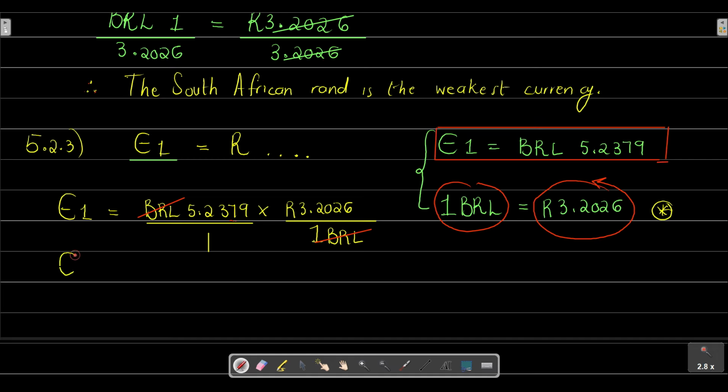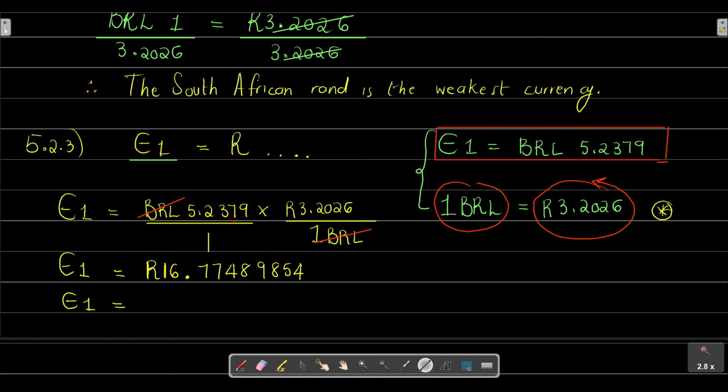So therefore, 1 euro is equal to, if we take 5.2379 multiplied by 3.2026, what do you get? You get 1 euro is actually equal to 16.77489854.